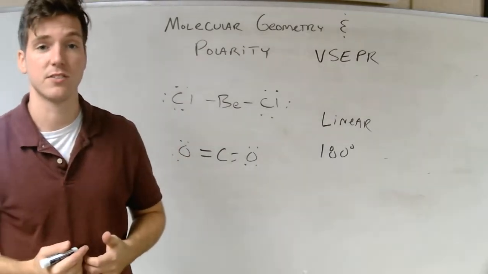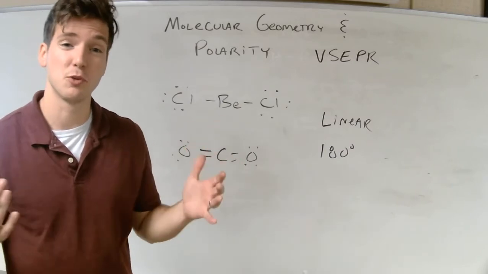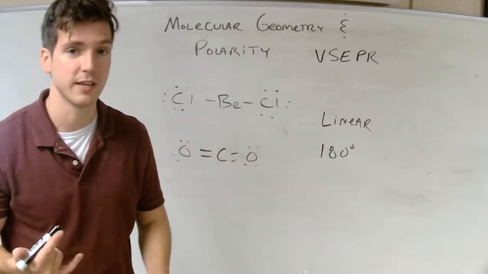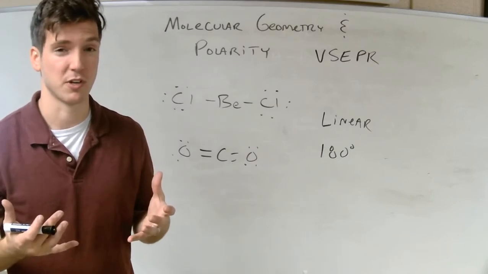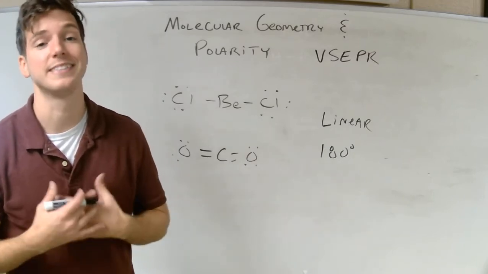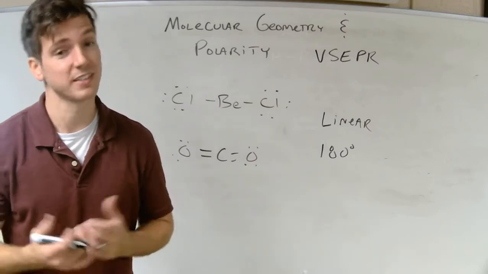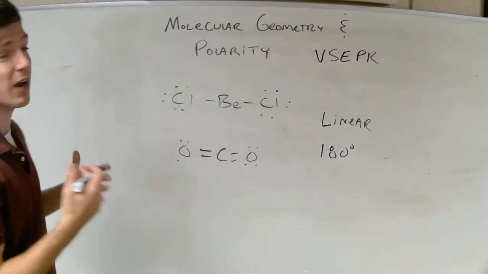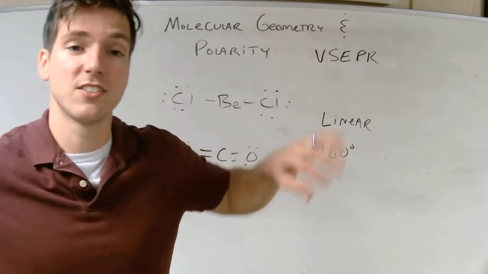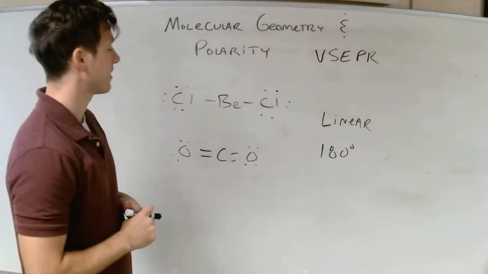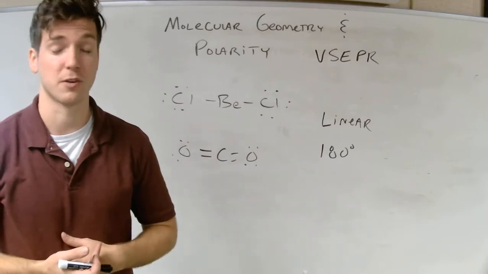Polarity is the distribution of electrons. If something is polar, it's got an uneven distribution of electrons. If something is nonpolar, it doesn't. This has to deal with our dipole moments, by the way, but what I want you to think of is this central atom, and these chlorines are pulling on it with a certain amount of strength, with a certain amount of electronegativity.